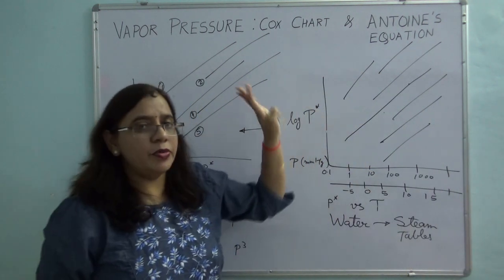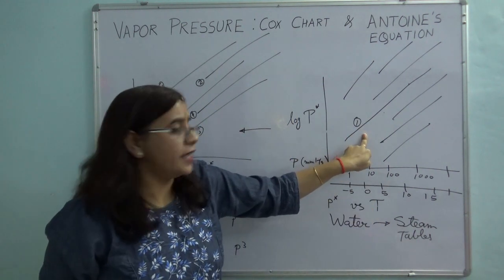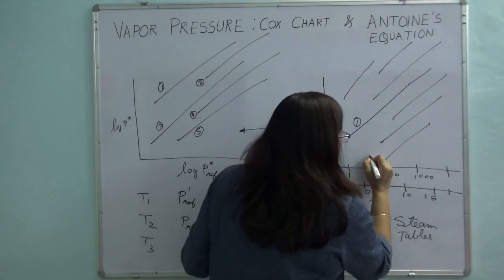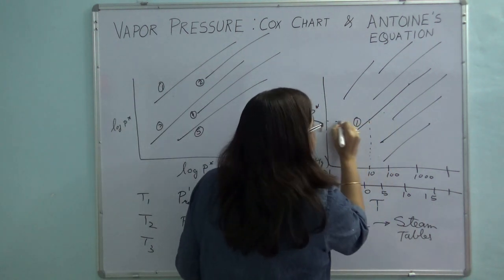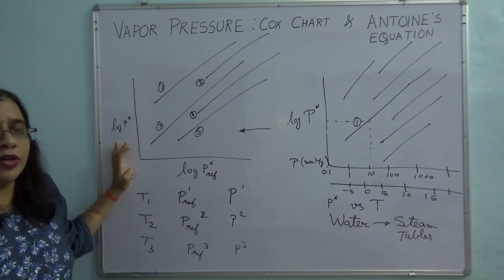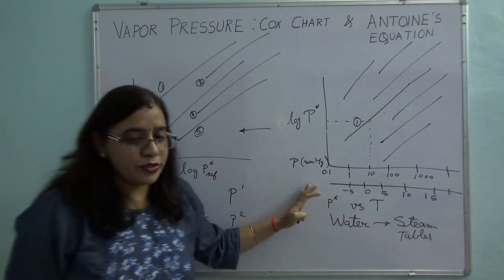Okay, whatever the component, let's say I have benzene, I want to find out my vapor pressure at, let's say, 10 degrees centigrade, then I will just go and read this. So these are your Cox charts. They are constructed from your equal temperature reference substance plots. I hope you understood it.